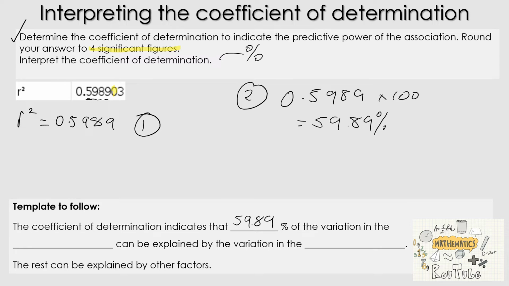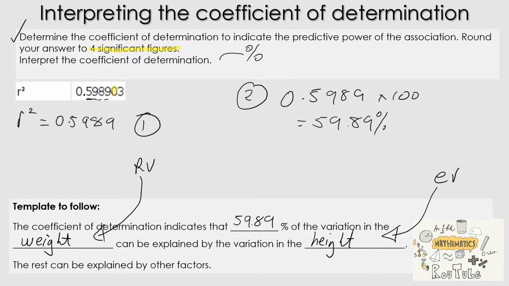Now you'll see there are two gaps: of the variation in something can be explained by the variation in something. The first blank is always going to be your RV. So what it's saying is the coefficient of determination indicates that 59.89% of the variation in weight can be explained by the variation in our height. Just make a little note: the first gap here is always going to be your RV, and this gap here is always going to be your EV.